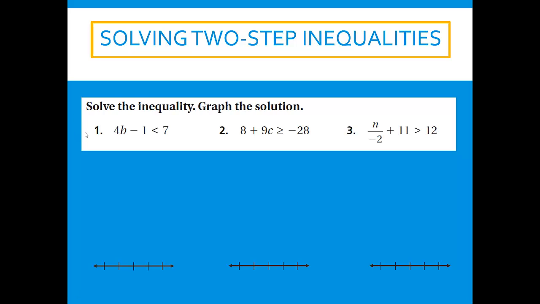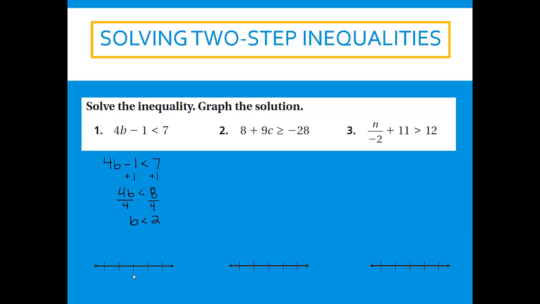So for number 1, we have 4b minus 1 is less than 7. So first we're going to add 1 to both sides. So now we have 4b is less than 7 plus 1, which is 8. Now we need to divide both sides by 4. So we have that b is less than 2.